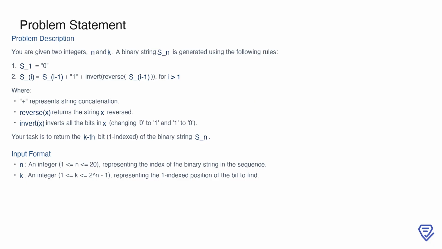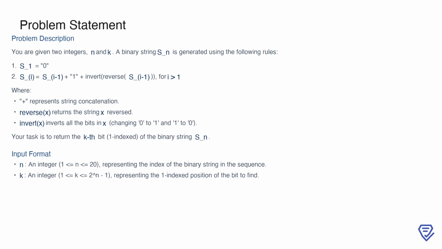To generate the binary string s_n, we start with s_1, which is simply 0. For any value of n greater than 1, the string s_n is constructed by taking the previous string, s_(n-1), appending 1, and then concatenating the inverted and reversed version of s_(n-1). Here, the plus symbol represents string concatenation, reverse x reverses the order of characters in the string x, and invert x flips every bit in x, changing 0 to 1 and 1 to 0.